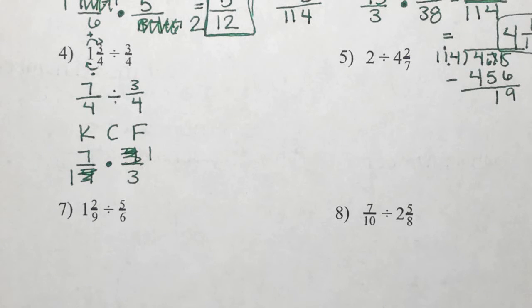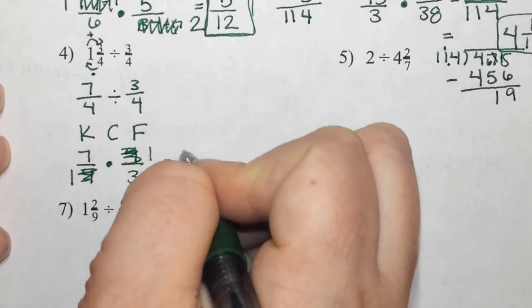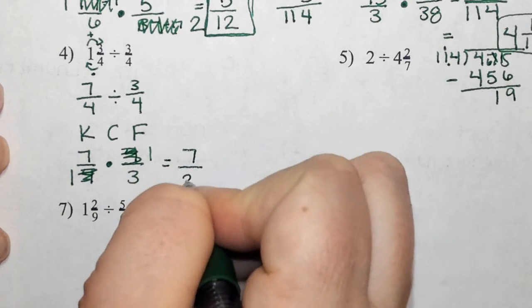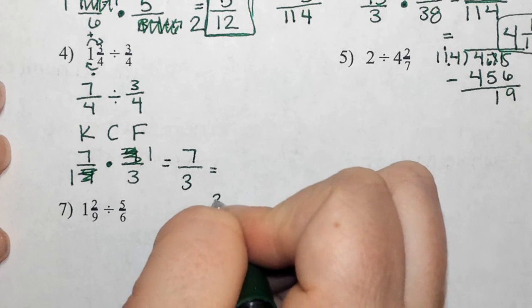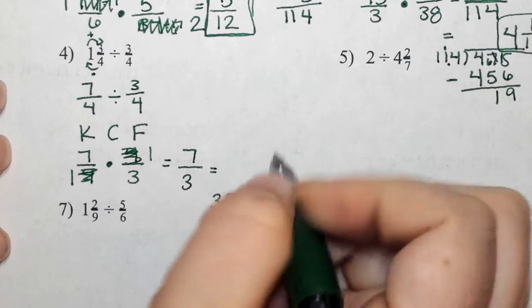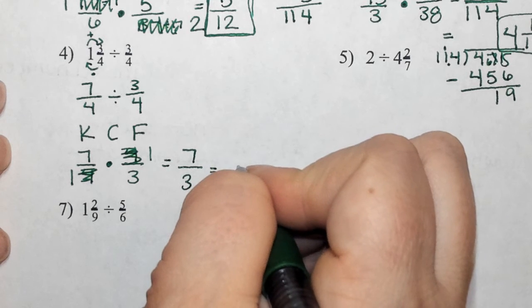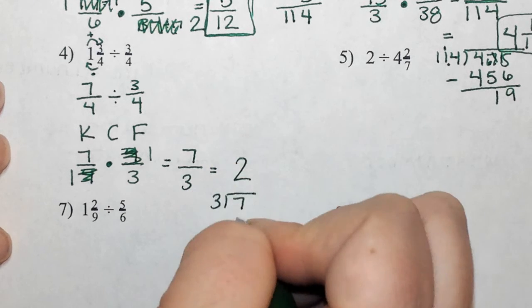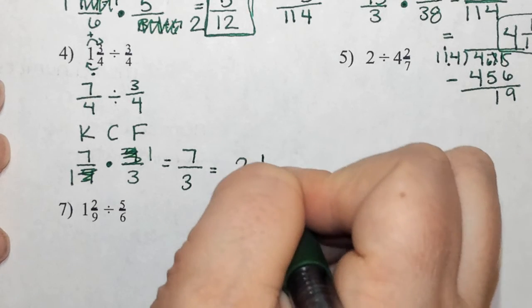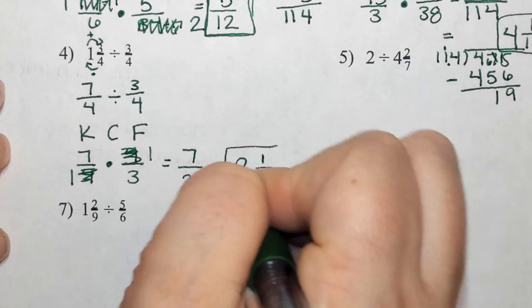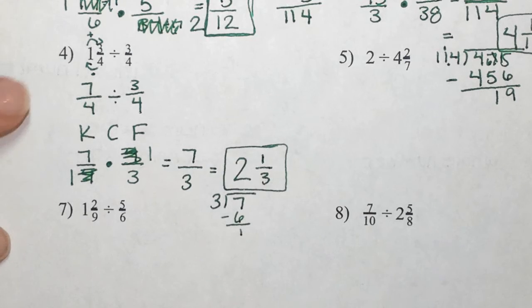Okay? Is there anything else here that will simplify? No. So when I multiply on the top, I get? On the bottom? Okay, can I leave it like that? No. So I'm going to do 3 into 7. How many times? Twice, because 2 times 3 is 6. How many are left over? 1. 3. All right?